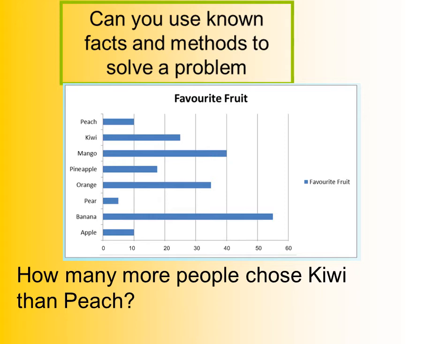We can see that the very top bar, peach, reaches the number 10. So 10 people chose peach. Now we've got to find out how many more people chose the kiwi, which we know was 25. So we've got to find out how many more is 25 than 10. Now we could do this in two different ways. You could count on from 10 until you reached 25, and you could count on your fingers to do that. Or you could do 25 take away 10.